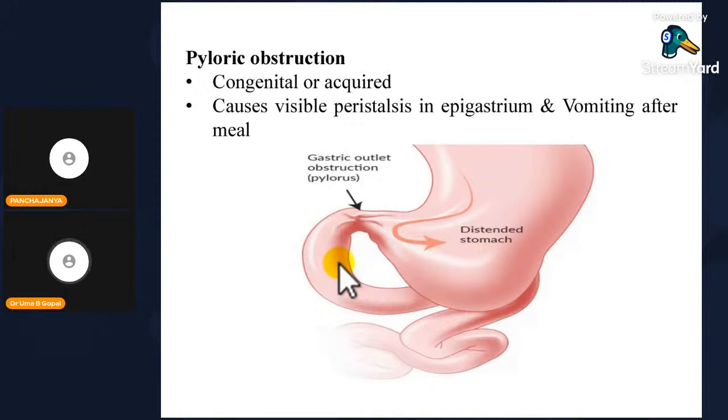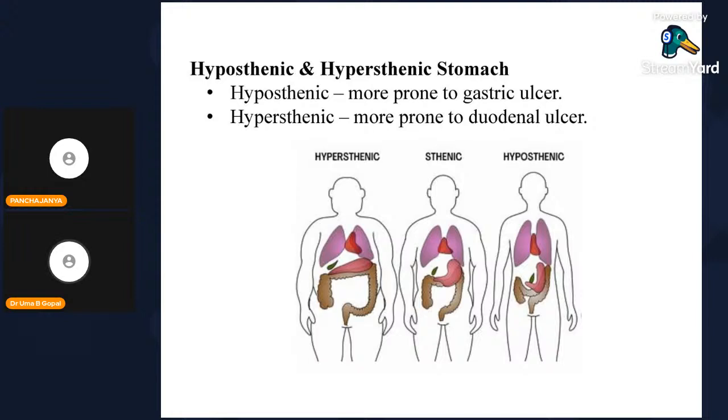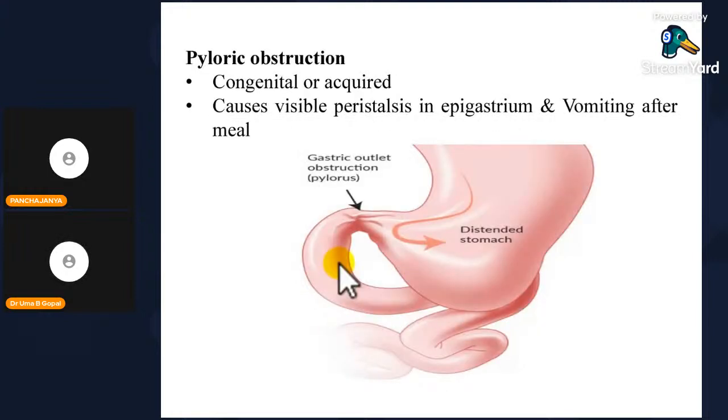Pyloric obstruction, you can see the constriction here. Okay, pyloric obstruction, congenital or acquired, causes visible peristalsis in epigastrium and vomiting. After the meal, directly vomiting will be there. It will not be digested.